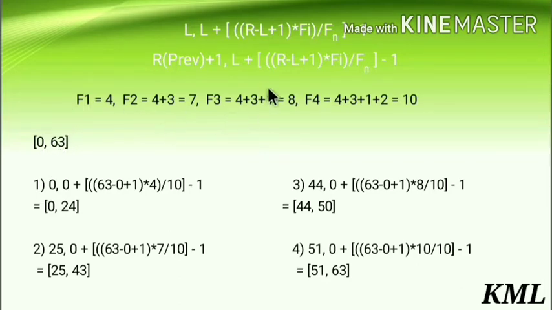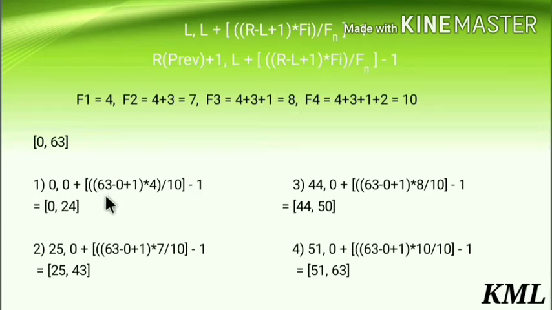So now let's calculate the sub intervals for 0,63. Please follow the same order as I will be following. So what is the first step? Use this formula. So your L is 0 and R is 63. Take this 0 here as it is. Next, L plus, that is 0 plus R minus L plus 1, that is 63 minus 0 plus 1, into Fi. Now you will be using F1 here because this is the first sub interval. What is F1? 4. So multiply by 4 and you have to divide this entire thing by 10. See here, divide by Fn. Whatever your Fn is, substitute it here and then bracket close minus 1.